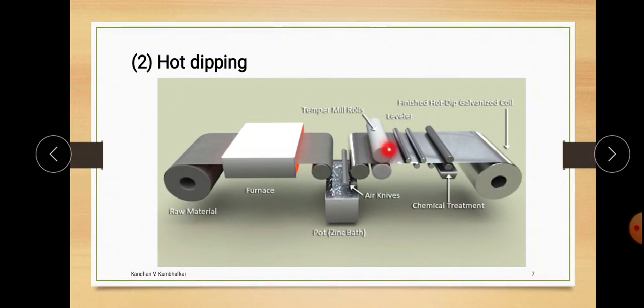rollers. First one is the temper mill roller, then the leveler, by means of which the unnecessary amount of zinc is removed and a smooth layer of zinc is prepared on the metal article. And finally, it is transferred through the flux, where a chemical treatment takes place. Antioxidant is sprayed over the freshly galvanized sheet, and then that galvanized sheet is transferred for coiling. So this is a simple method of galvanization.